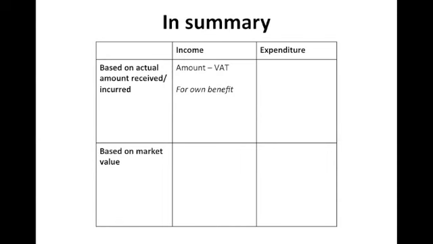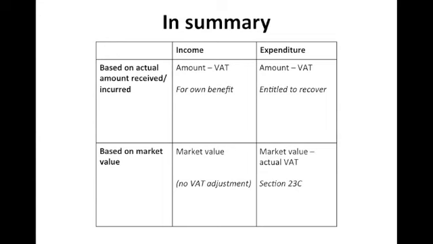And when expenditure is based on the actual amount incurred, then the deduction is going to be based on the amount minus VAT, because deductions are only based on amounts incurred that the taxpayer is not able to recover from anyone else. When the amounts are based on market value, income will be equal to market value with no adjustment. However, expenditure will be equal to market value minus the actual VAT. Not market value times 100 over 114, market value minus the actual VAT.